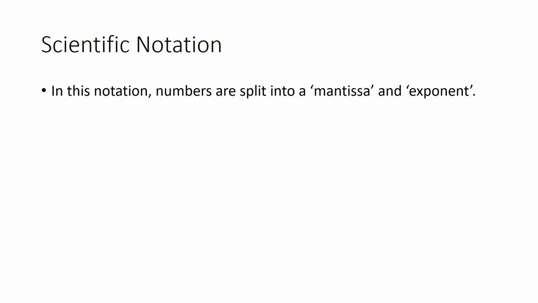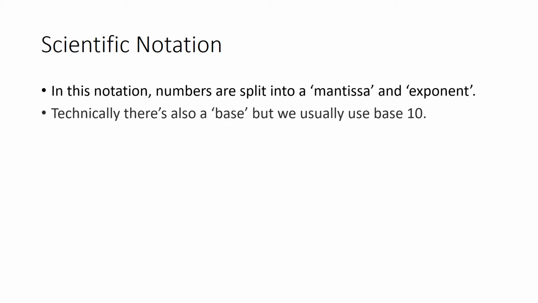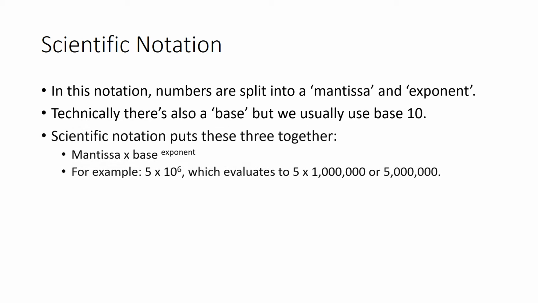So in scientific notation, numbers are split into a mantissa, a base, and an exponent, and usually it's base 10. So in scientific notation at least. So we don't often mention that, except when we see it there. So scientific notation puts these three together: mantissa times base to the power of exponent. For example, 5 times 10 to the 6.